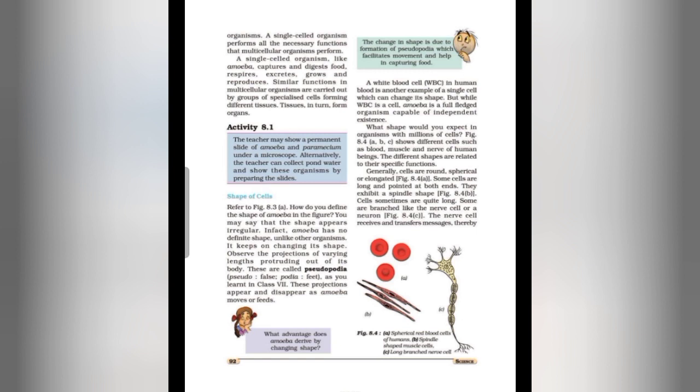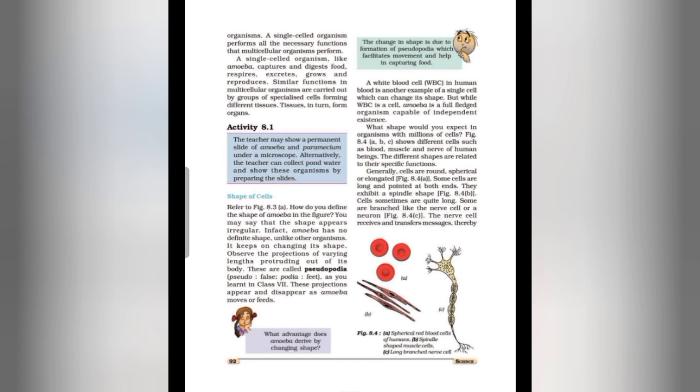What shape would you expect in an organism with millions of cells? Figure 8.4 A, B, C show different cells. So students, you can see that cells show a great variation in their shapes, such as spherical, like eggs of many animals, spindle shaped like smooth muscle fiber, elongated, for example nerve cell, branched, and so on. Some cells may not have a definite shape, they keep changing their shape, for example amoeba and white blood cell in human blood. The shape of a cell helps in its functioning.